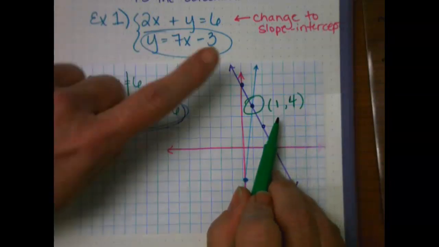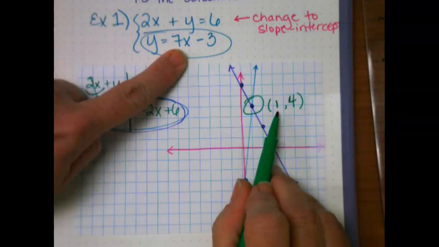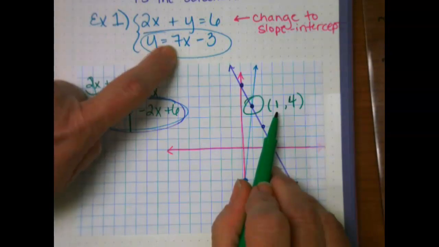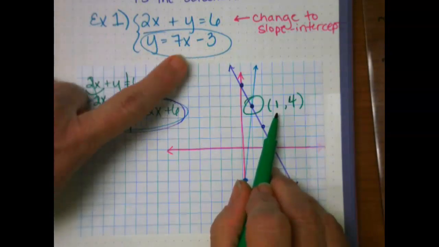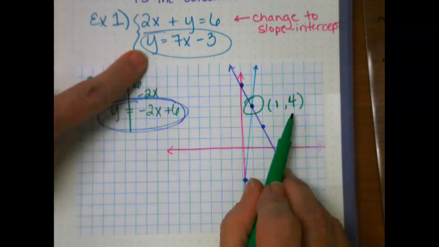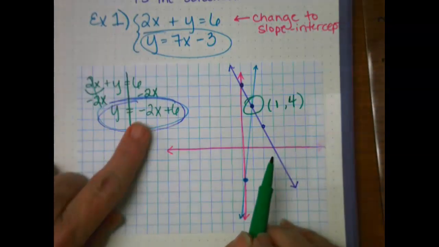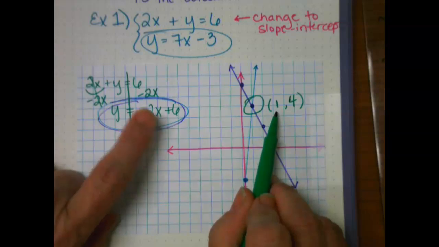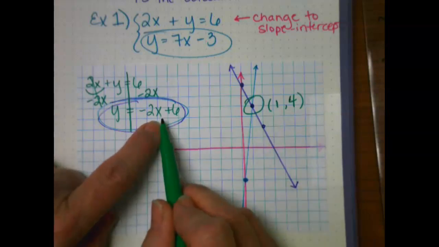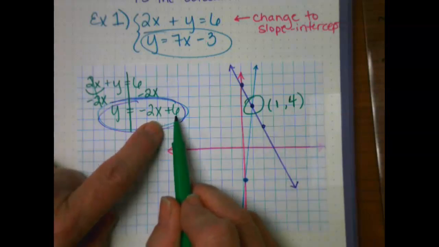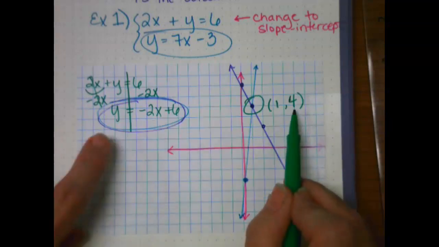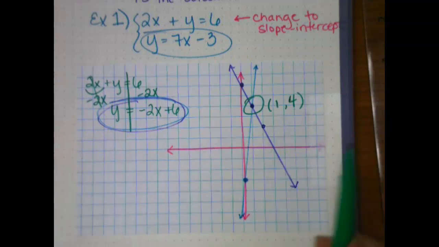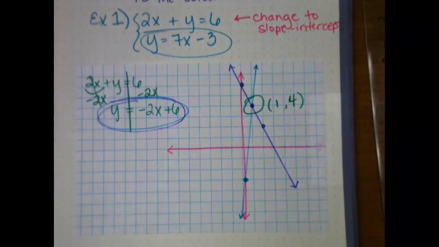So if I plug in, for example, a 1 for my x value here, 7 times 1 is 7 minus 3, it equals 4. My y value should be 4, so that's true. Let's try it on this one. If I plug in my 1 for my x value, negative 2 times 1 is negative 2, plus 6 equals 4, which is my y value. So that's how we solve by graphing.